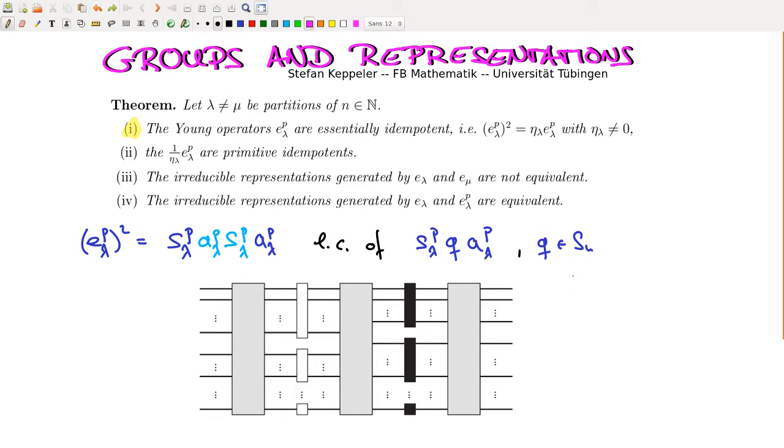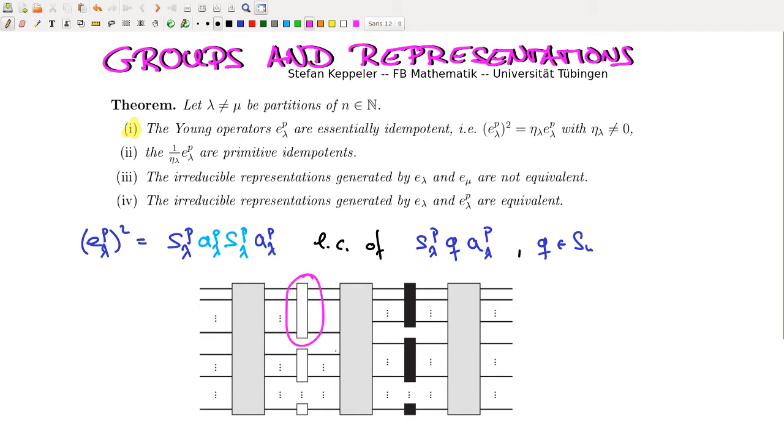Okay, we also know that if Q is the identity, then the whole thing is not zero, because that's just the Young operator, and we know if we expand this, there is this term proportional to the identity, and then lots of other terms, and the coefficient of the identity, for example, is non-zero. It's just 1 actually. Okay, so we know that the lines here are connected in a non-zero way.